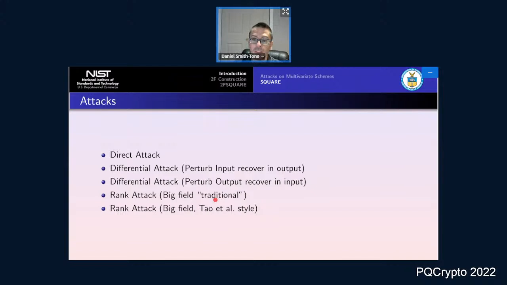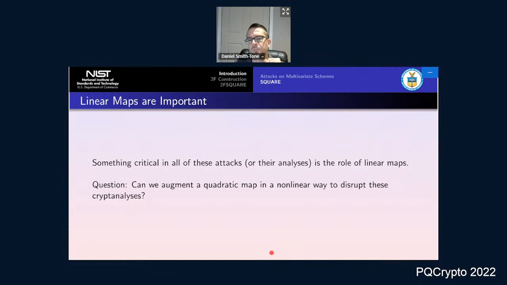And then there's the new style of rank attack from just a couple of years ago that broke GeMSS. I call that the Tao et al. style of rank attack. And the complexity of these two attacks is identical in the case of Square. Okay, so all of these attacks have in common that you're considering linear maps. It has to do with linear properties. You can take linear combinations of the public maps and recover some structure of the central map. So can we do some modification on the output that is not linear, that can remove those properties, so that we can potentially have a secure scheme based off of really efficiently invertible maps?